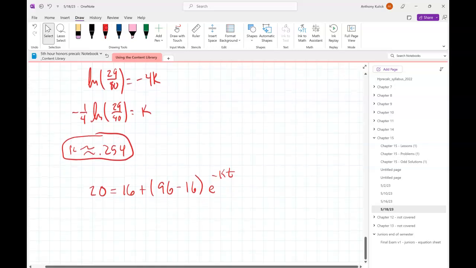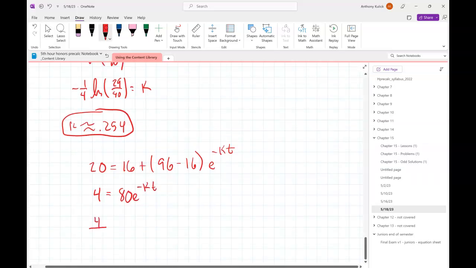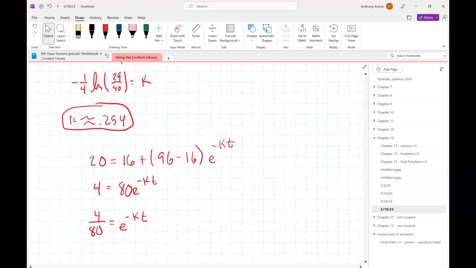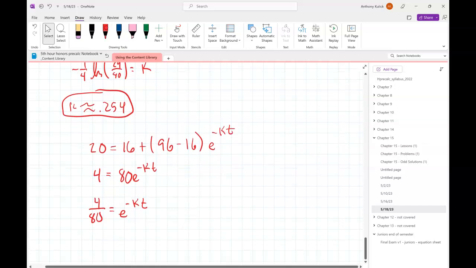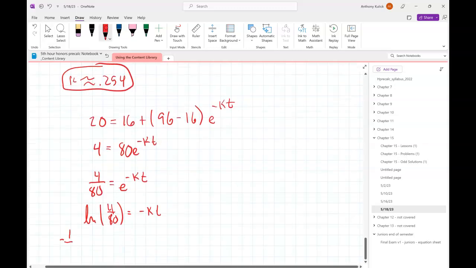So now I'm going to solve the second part of my problem. And again, I'm writing the letter K there, but I'm using that 2.54 approximate value. So we'll subtract the 16, combine some like terms, divide by 80. Again, I acknowledge that that could be reduced. I don't care, though, because it's all going in my calculator eventually anyway. So, who gives a rip, right? Why make it more work for myself than I need to? We'll do the natural log of both sides and then divide by -K.